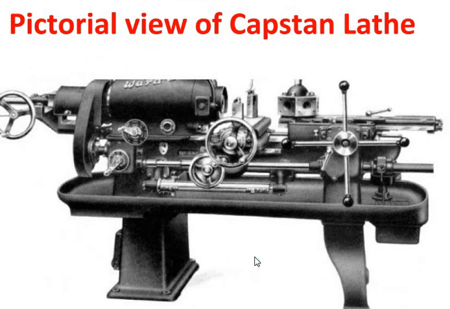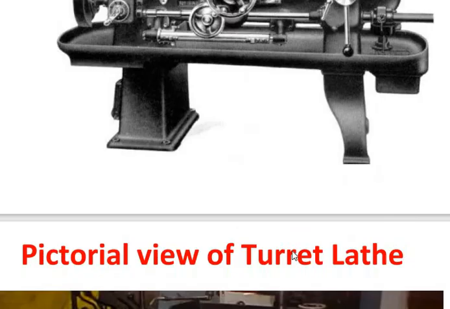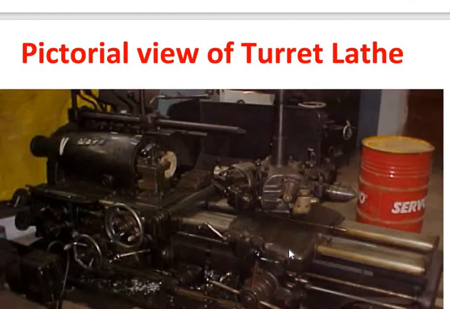Okay, and the pictorial view of the capstan lathe. You can see the capstan lathe here. This is used for mass production, or you can say batch production, or lots of production where a large number of pieces are produced. Okay, pictorial view of the turret lathe.